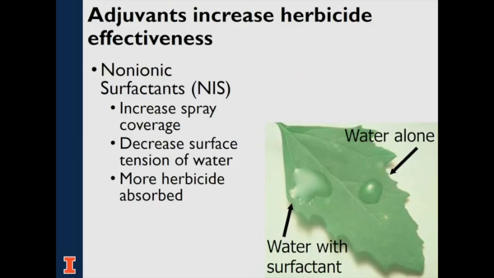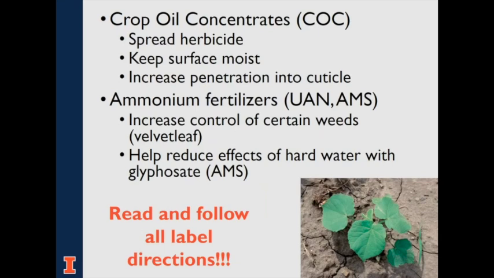Adjuvants are often added to post-herbicides to increase effectiveness. Non-ionic surfactants increase spray coverage by decreasing the surface tension of water, so more herbicide is absorbed. This allows droplets to spread out rather than bead up like water droplets will do on a freshly waxed car or on a waxy leaf surface. Crop oil concentrates help to spread the herbicide and keep the surface moist. Oils increase penetration into the cuticle. Ammonium fertilizers are added to increase control of certain weeds, such as velvetleaf, and to help reduce the effects of hard water with glyphosate.